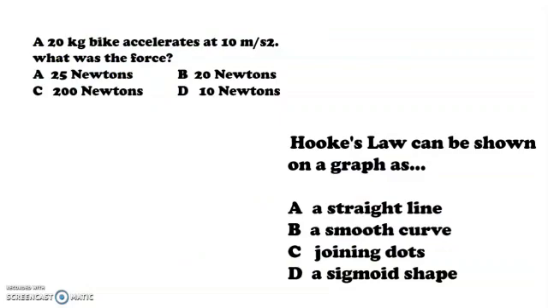A 20 kg bike accelerates at 10 meter per second squared. What was the force? 20 Newton, 25 Newton, 200 Newton and 10 Newton. The correct option is 200 Newton. Hooke's law can be shown on a graph as a straight line.